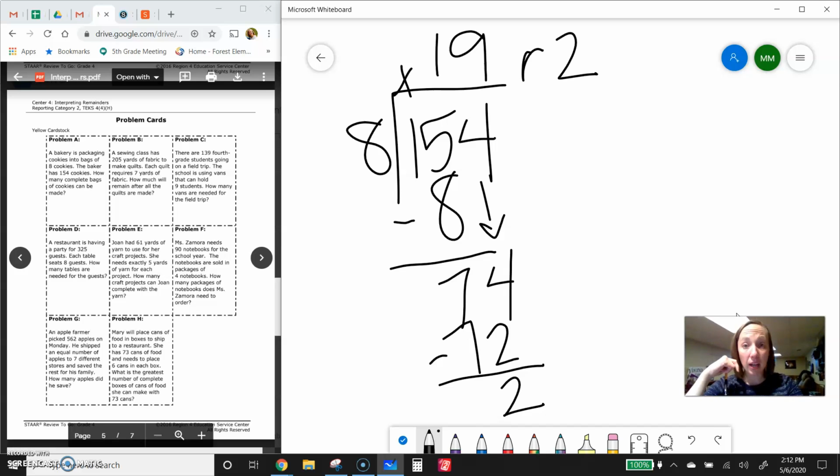That's not what I write in the box, though, because what it's asking is how many complete bags of cookies can be made. Well, I know 19 is how many full groups I'm going to have, and then I'm going to have 2 cookies left over. So how many complete bags will we have? We'd have 19 complete bags. Now, if we wanted to put all the cookies into bags, we would need 20 bags. We'd increase it by 1. But what this is asking is just how many complete bags can be made, which is 19.